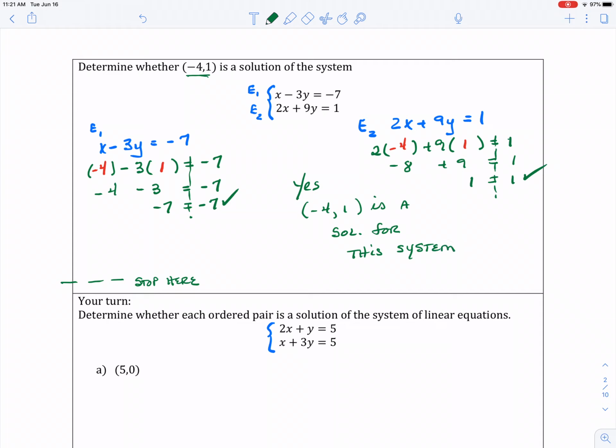All right, so that's where I'm going to stop there, and we're going to come back in just a minute and work on some graphing to find this solution. Instead of being given the solution, -4, 1, we're going to be looking for that.